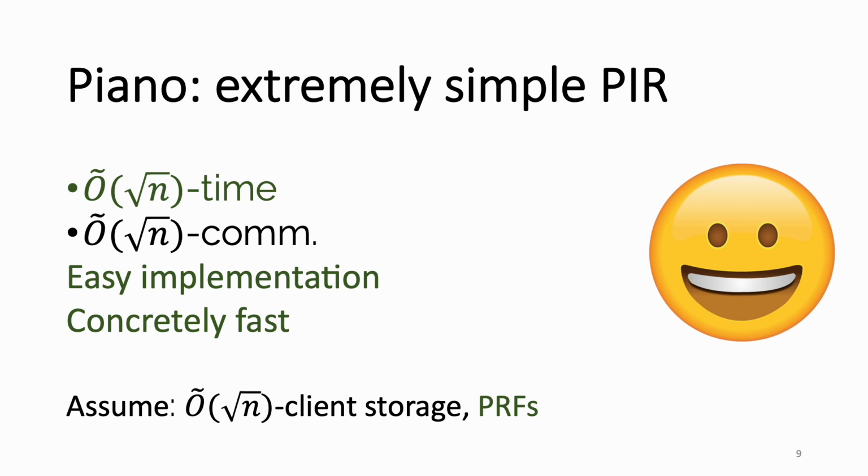And here we introduce Piano. It is an extremely simple single server private information retrieval protocol. It has √n per query time. It has √n communication. And what makes it really interesting is that it has a really simple implementation, and it is concretely fast. We also assume √n client storage, which is basically the same as previous schemes. And we're only assuming the existence of pseudo-random functions, so it's a much weaker hardness assumption than learning with error.